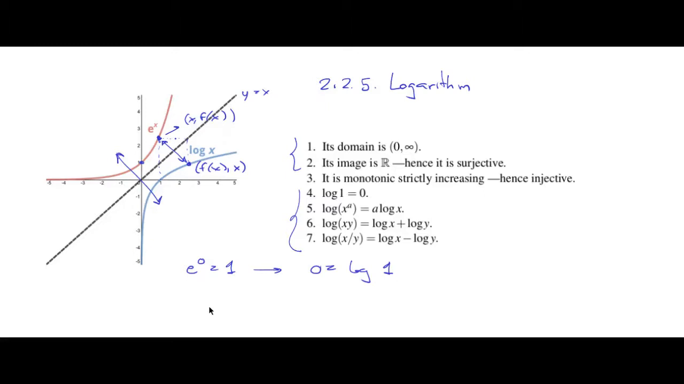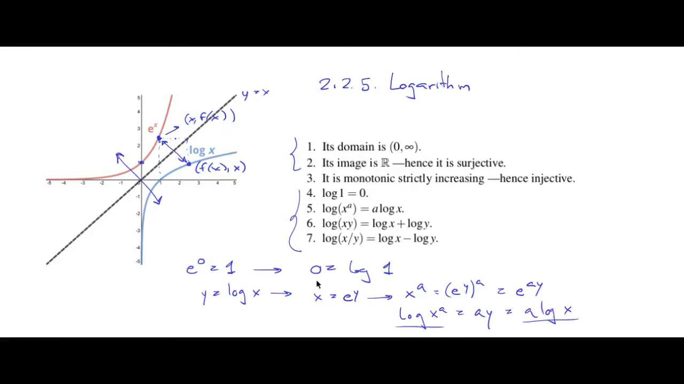The three remaining properties of the logarithm. Okay, so if we call y the logarithm of x, then we know that x is e to the y. Now if we raise x to the a, this is the same as e to the y to the a, but because of the properties of the exponential, this is e to the a times y. So now if we take the logarithm of x to the a, this is just the inverse of this, so this is a times y. But y is the logarithm of x, so this is a times the logarithm of x. Okay, so this is property 5.